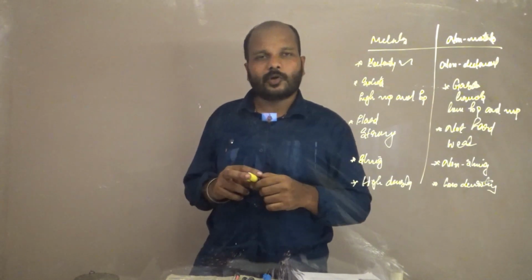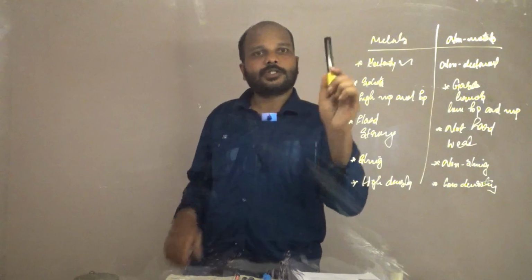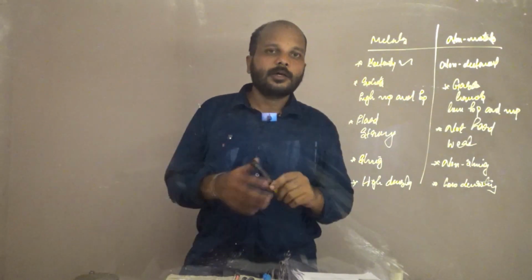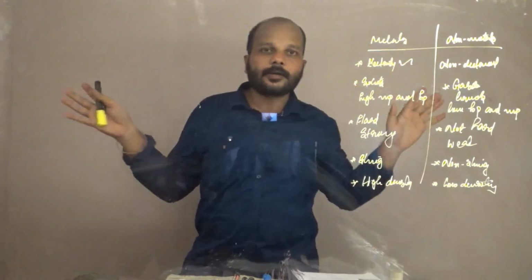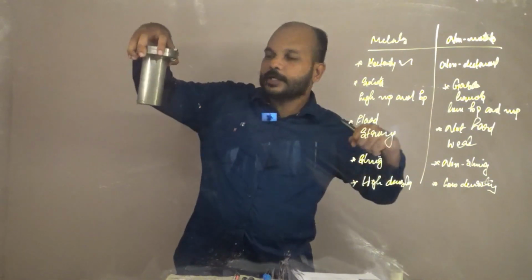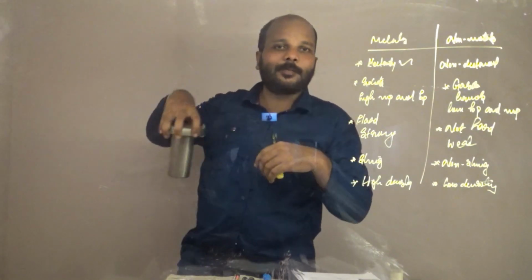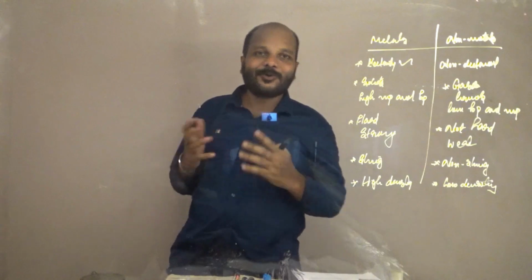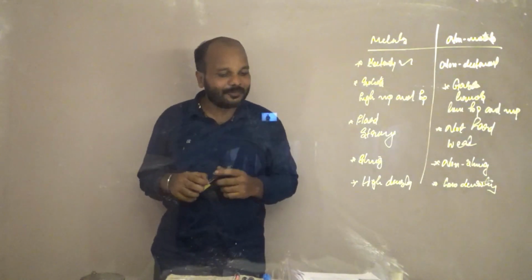There are also some exceptions among non-metals. For example, this is glass. This board is a plexiglass. If I just hit it, it will break because it is a non-metal. On the other hand, if I hit this one, my hand will break, not the metal. So metals are hard, non-metals are not hard.